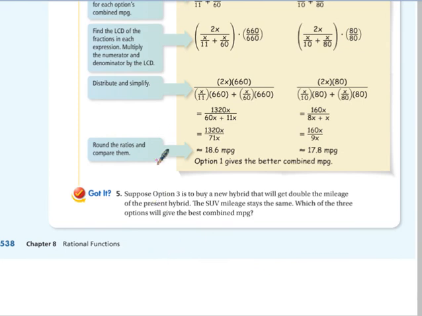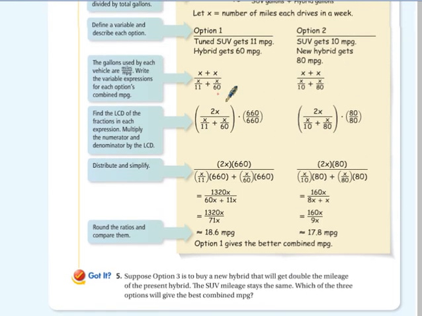Suppose there's a third option though, to buy a new hybrid that will get double the mileage of the present hybrid. The SUV mileage stays the same. Which of these three options gives the best combined miles per gallon? All right, so now you're doing a new option, so you're going to base your formula off of what they have. Option 3 is buying a new hybrid that gets double the gas mileage of the old hybrid, okay? Double the mileage. So, see if you can come up with the setup there and solution.